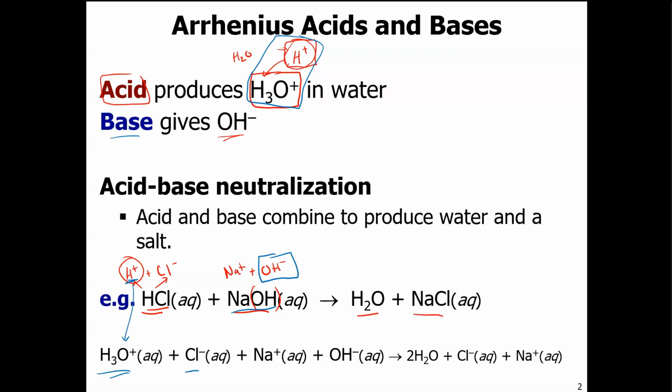We have chloride ion, sodium ion, hydroxide ion, and we swap partners so that we'll add that positive proton to that negative OH. We'll generate the water, and then we still have our salts as spectator ions in this solution.